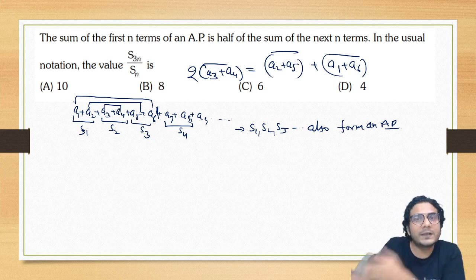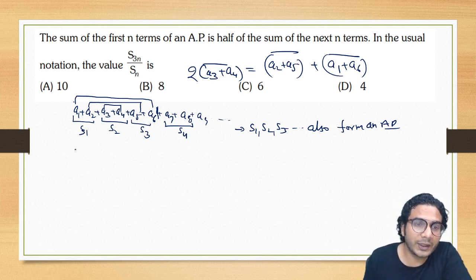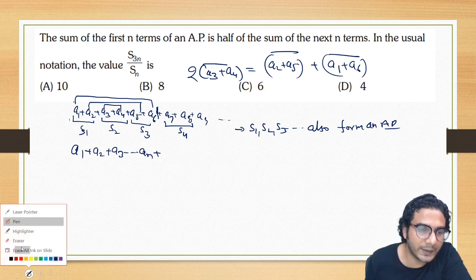Similarly, S2, S3, S4 are in AP. Similarly, S3, S4, S5 are in AP. That means S1, S2, S3, S4, S5 are in AP. By applying that logic, in fact, you can club A1 plus A2 plus A3 plus so on up to AN. You can club three terms also. Let me club three terms here, then we can generalize it.